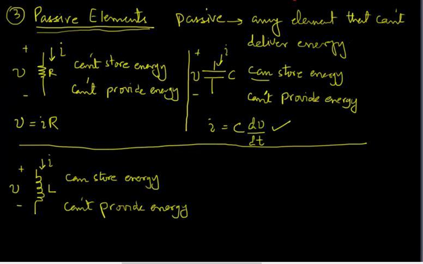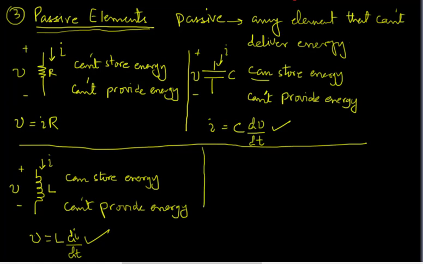I can write the equation for inductor as well. So inductor's equation looks like this: the voltage is equal to the inductance times the rate of change of current, di by dt. We are going to talk about this equation later.